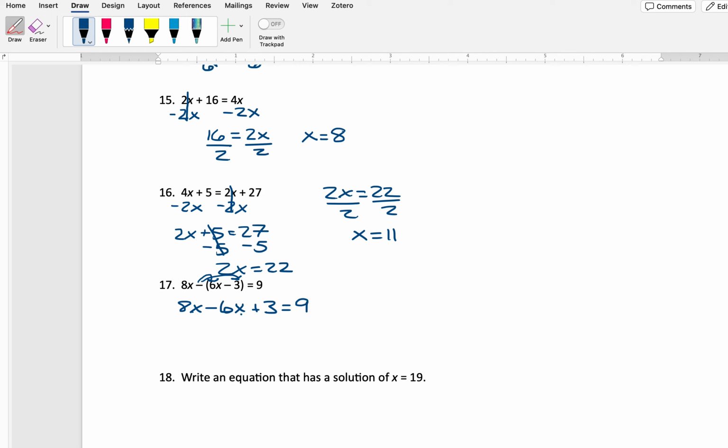Now, 8x minus 6x here, these are not on opposite sides of the equal sign. They're on the same side, so I'm just combining them. 8 minus 6 is 2, so this is 2x. You want to be careful with that. Make sure that you know whether you're combining things on the same side of the equal sign or whether you're moving something, like I am right now. Moving something to the other side of the equal sign is when you do the opposite. So I have 2x equals 6. 2 times what is 6? That's 3.